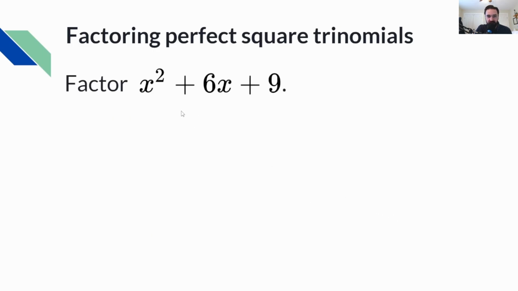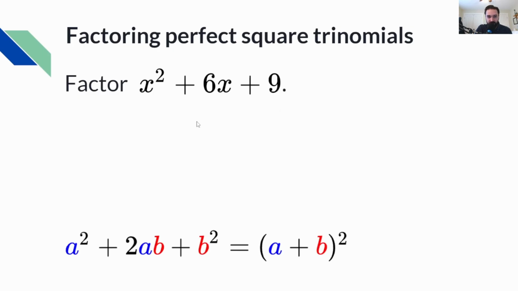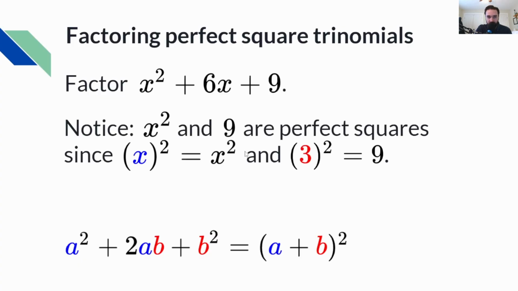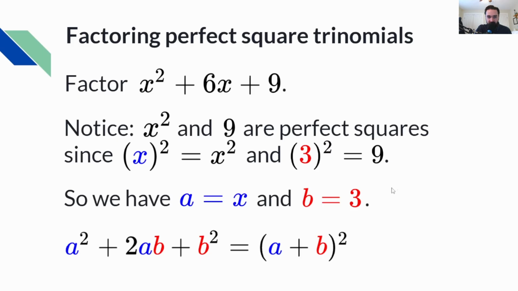Here I'm asked to factor x squared plus 6x plus 9. We suspect that this is a perfect square trinomial, but before we declare it as one, we need to check a few things. We should have a squared plus 2ab plus b squared on the left-hand side, so let's figure out what a and b are. We notice that x squared and 9 are perfect squares because x squared equals x squared and 3 squared equals 9. So we have a equals x and b equals 3.